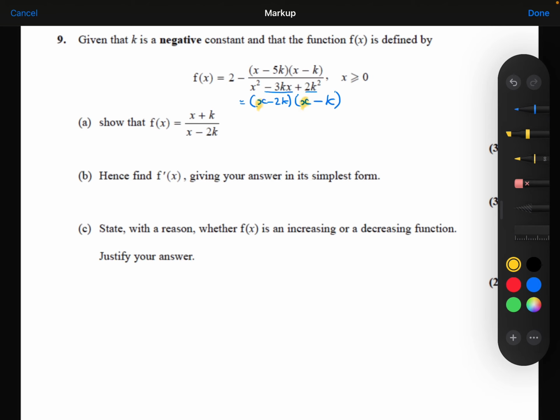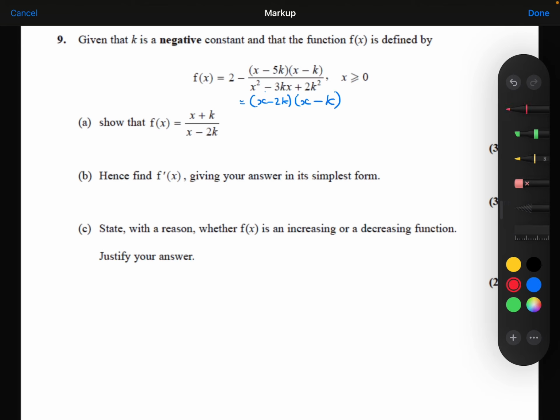The x times the x gives the x squared. The minus 2k times the minus k gives plus 2k squared. And then the x times the minus k gives minus kx. And the minus 2k times the x gives minus 2kx. So the minus kx and the minus 2kx is minus 3kx. So yes, the denominator has now been factorised.